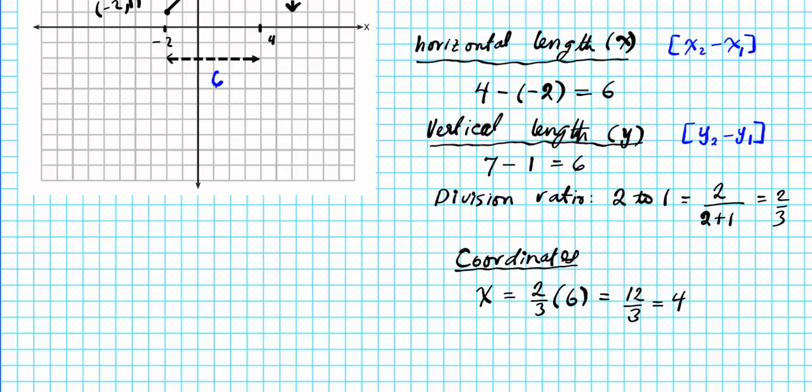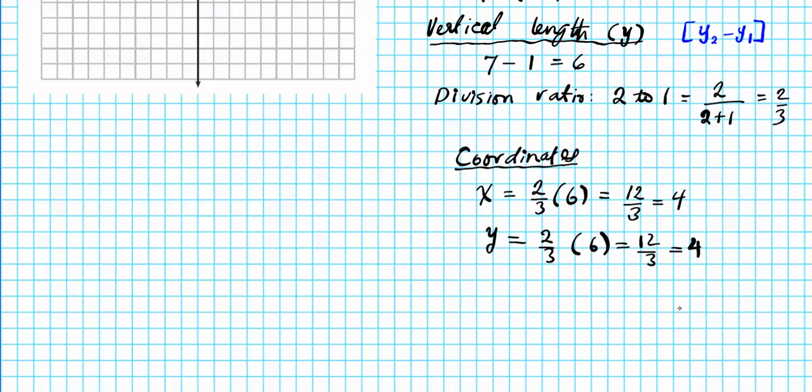And for our y coordinate, the same thing, we're taking 2/3 of the entire vertical length, which is 6, and then we get the same answer, 12/3, which is 4. Okay, so the longer segment when divided in the ratio 2 to 1 is going to be 4, and then the shorter segment is going to be 2 units long because they add up to 6.